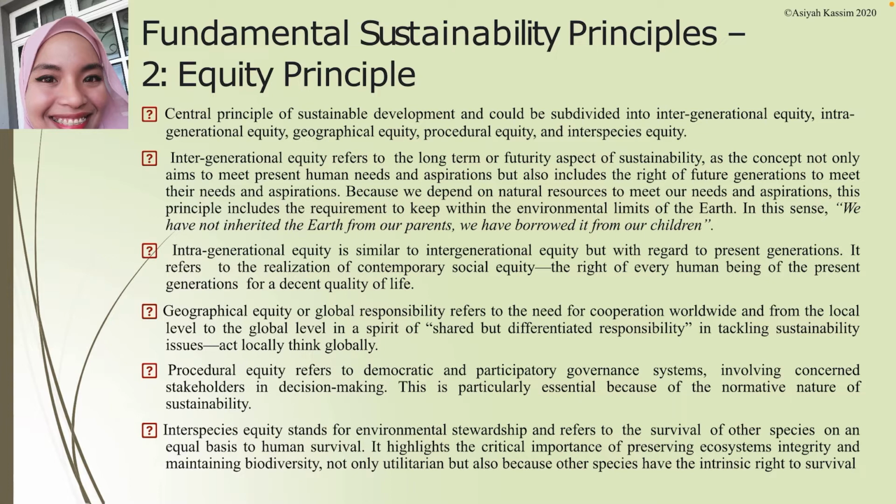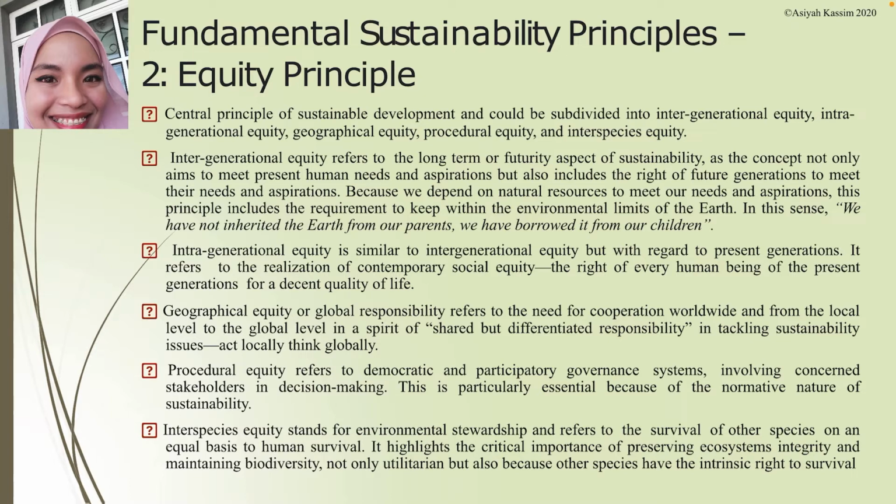So kat sini kata, because we depend on the natural resources to meet our needs and also aspirations. So this principle includes the requirement to keep within the environmental limit of the earth. So in this sense, we shall say that we have not inherited the earth from our parents, but we have borrowed it from our children. So itulah kita kata dengan intergenerational equity. Moving on, kita nak tengok intragenerational equity.